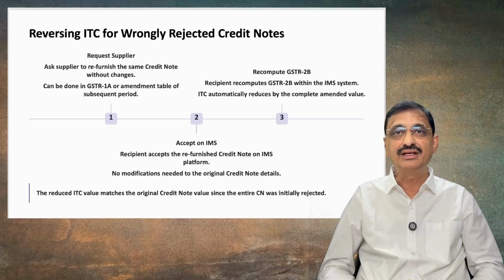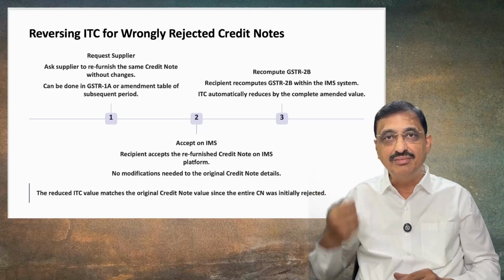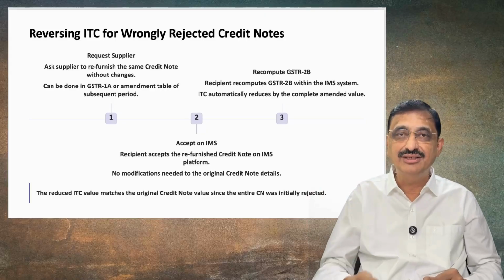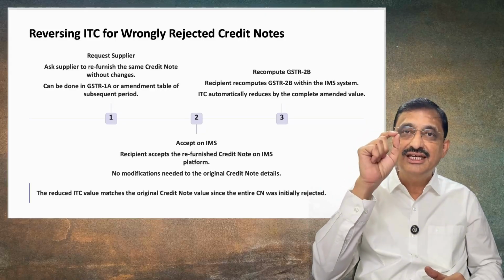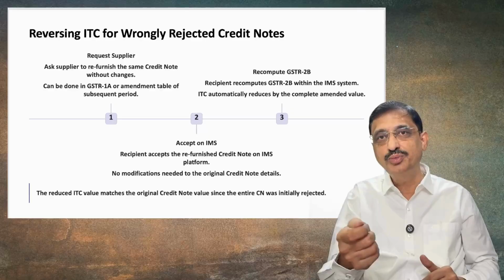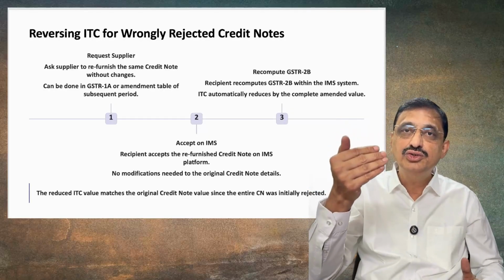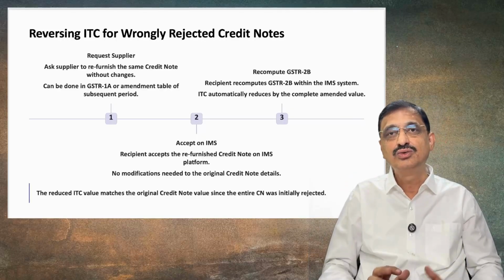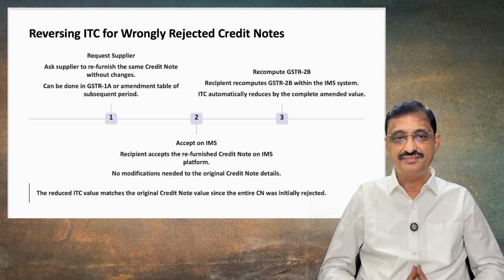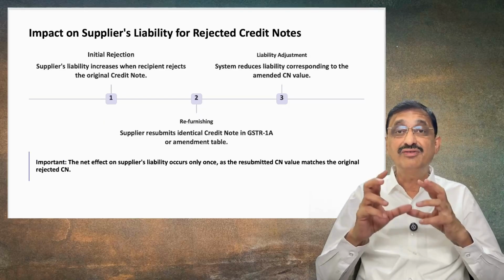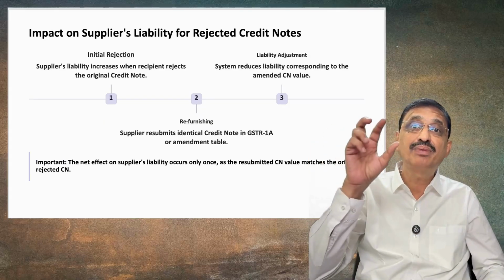Then what will happen? Again, this credit note will come into the IMS of the recipient. Now the recipient has to accept it. It will flow into 2B, it will flow into 3B, and the recipient will be reducing his input tax credit which was availed earlier. Now, what will be the impact on the supplier's liability?